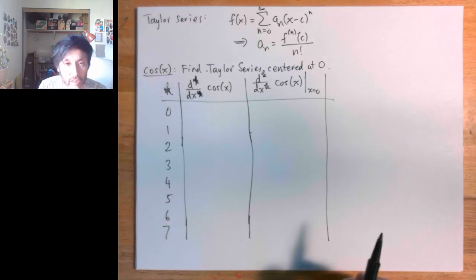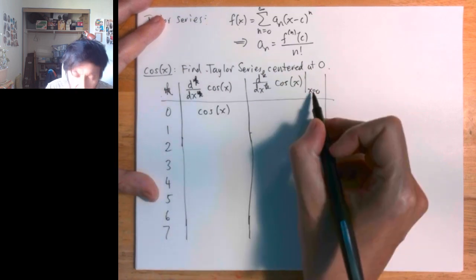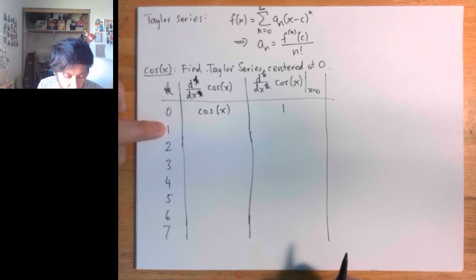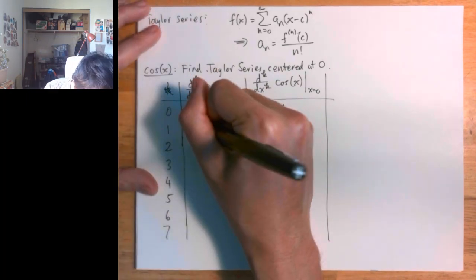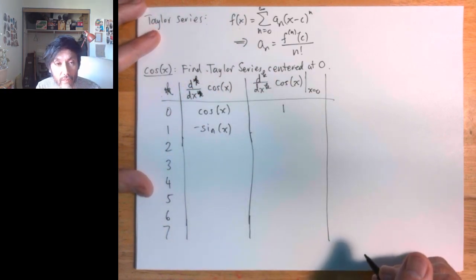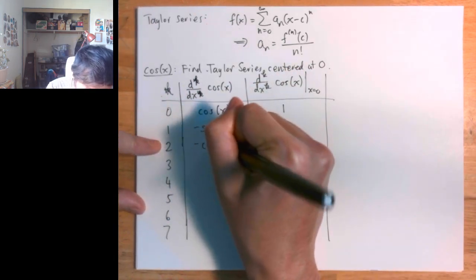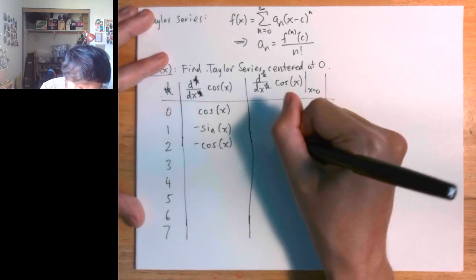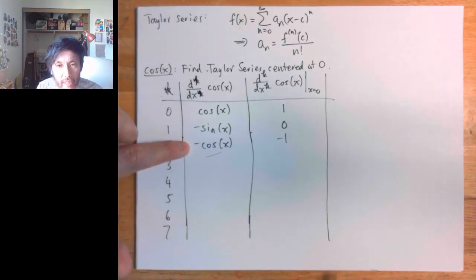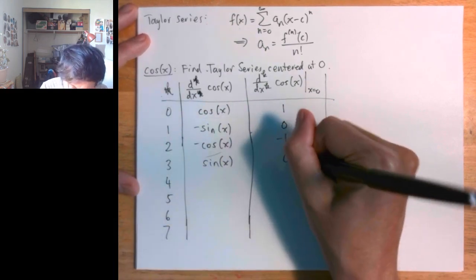So let's see. What's the 0th derivative of cosine of x? It is just itself. And what is cosine of x evaluated at 0? Cosine of 0 is 1. Okay. How about the first derivative of cosine of x? I think from Calc 1 we learned that that's negative sine of x. And what's the negative sine of x at 0? It's 0. What's the second derivative? Well, that's negative cosine of x. Evaluate that at 0 and you get negative 1. Third derivative. Well, what's the derivative of negative cosine of x? I think that's positive sine of x, right? There's two negatives that kill each other. And evaluate that at 0, you get 0.